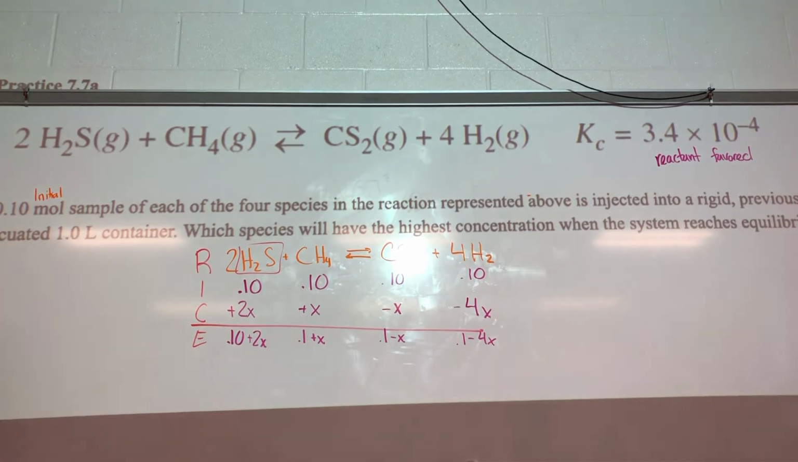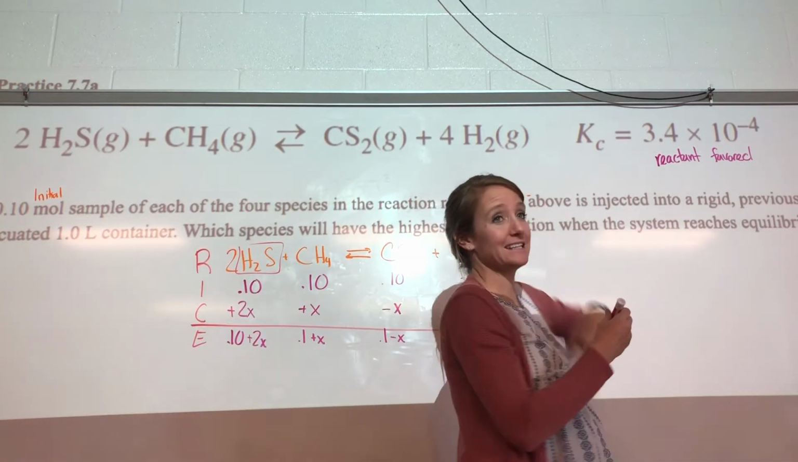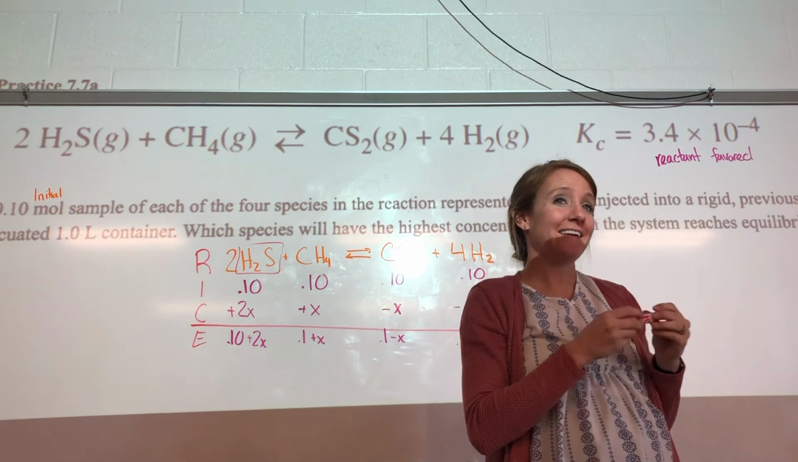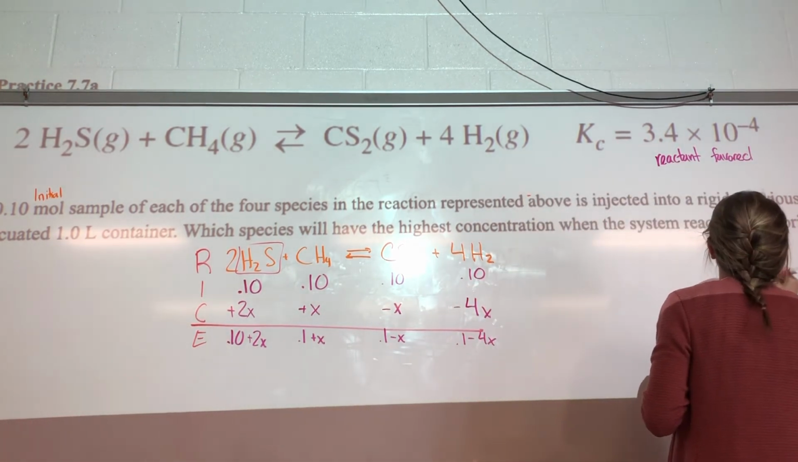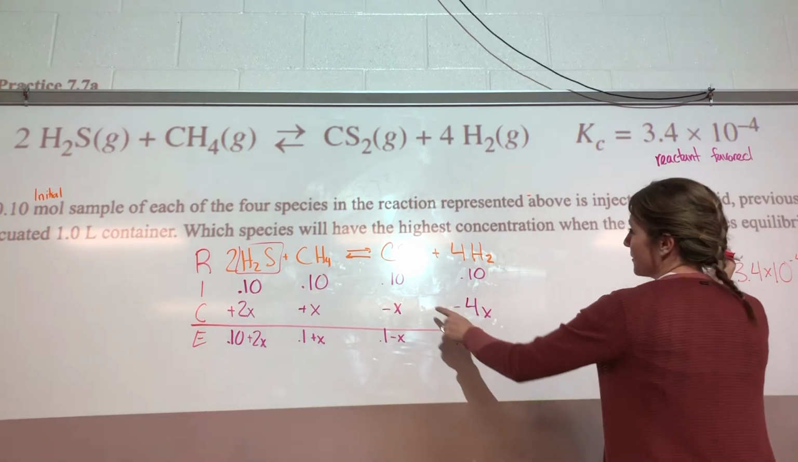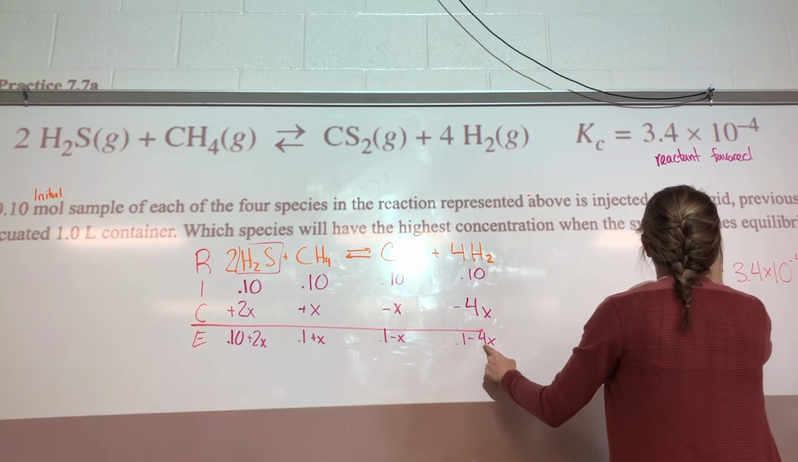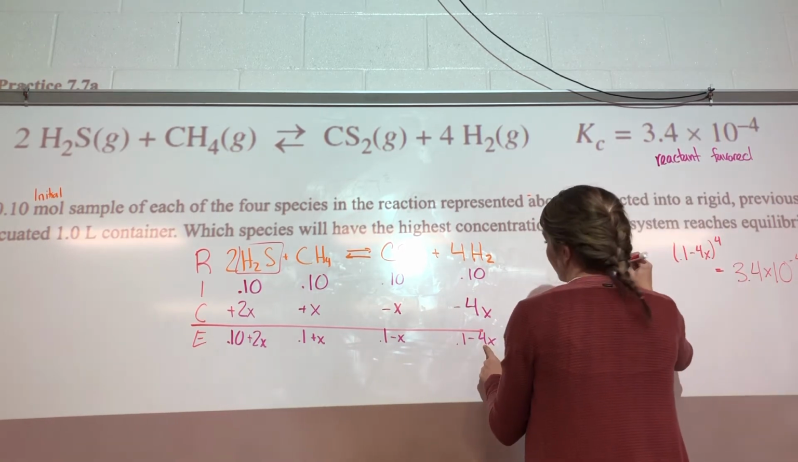Can x be negative? No. Challenge accepted. So the way you actually would solve for x is you would plug these into the Kc expression. Then you can actually find it. You don't have to write this down because I don't want it to give you nightmares. So H is 0.1 minus 4x, and then that would have to be to the fourth.